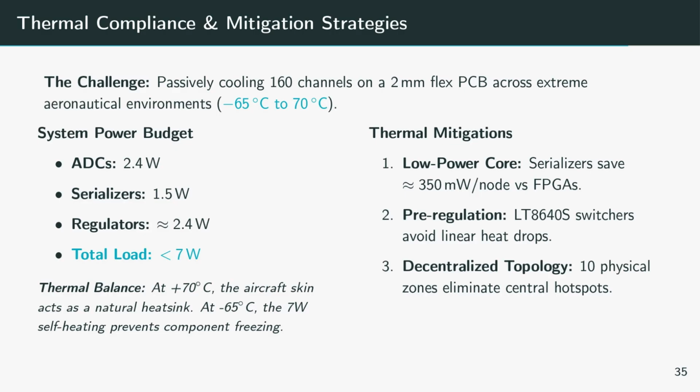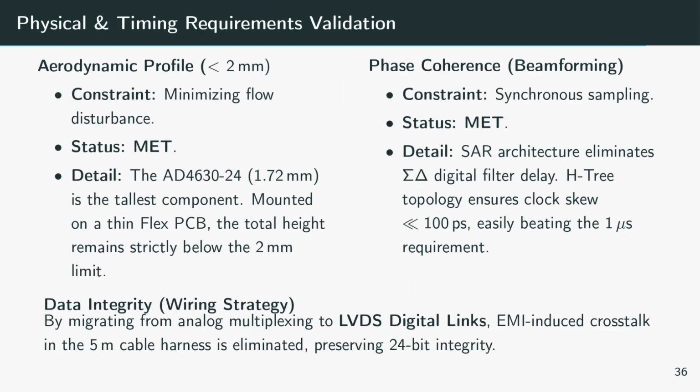We achieve this by using low-power serializers, efficient switching regulators, and a decentralized layout with 10 zones to completely eliminate hotspots. We have also validated our physical and timing constraints. We maintain the strict sub-2 mm aerodynamic profile, and for phase coherence, the ADC architecture and the H-trig lock distribution guarantee sub-microsecond synchronization, completely avoiding the filter delays you would normally see with other ADC topologies.